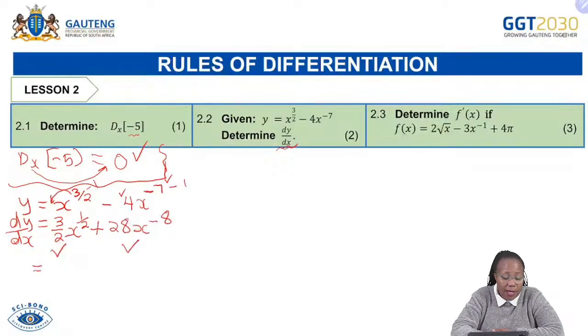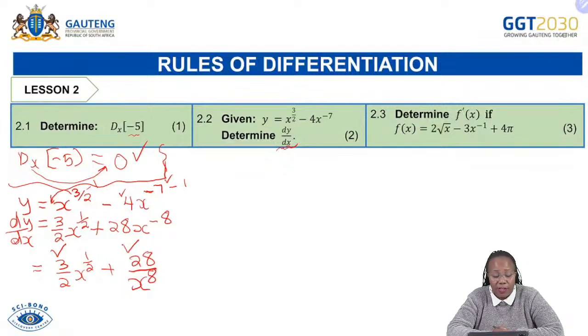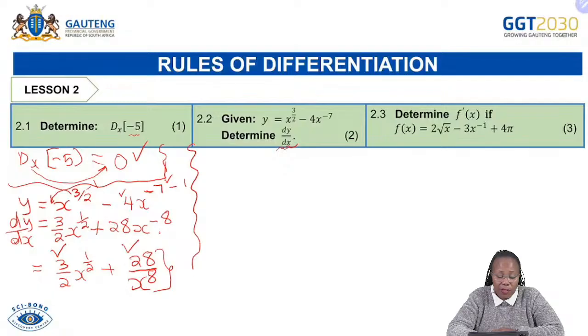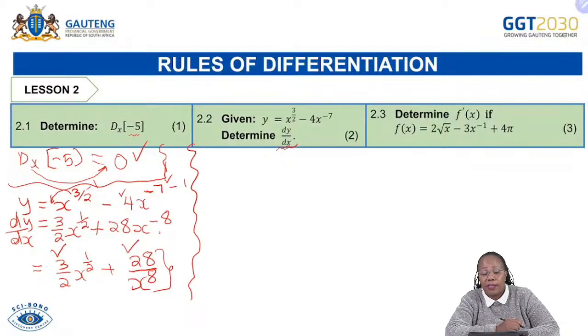If maybe an examiner indicates to you that we need answers with positive exponents, especially for the second one, you'll write this as 3 over 2 x to the power half plus 28. And then you take this x to the denominator to change its exponent to a positive exponent. But grade 12, if you are not comfortable with that, please remain at the second step there, so as to avoid mistakes and losing marks unnecessarily.